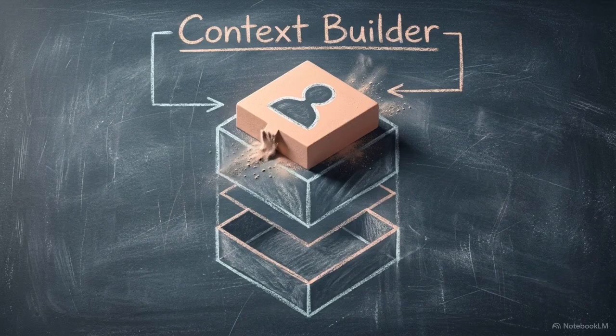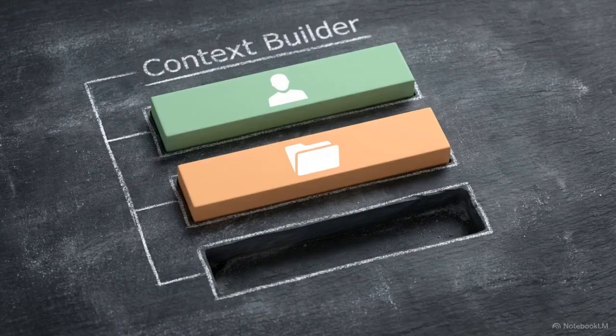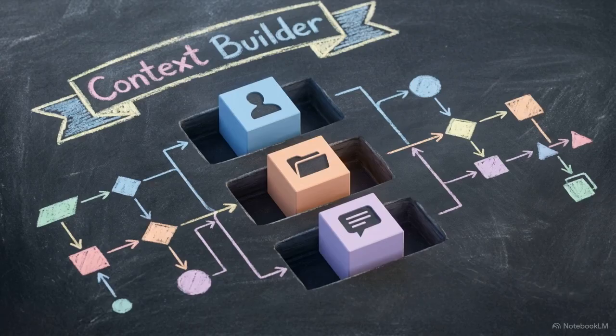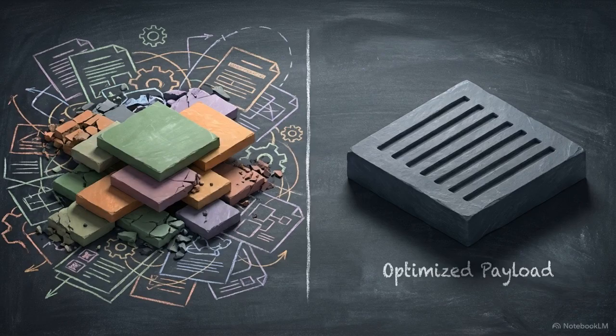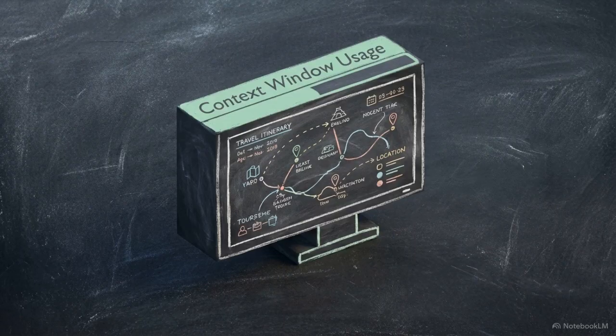It pulls high-level system instructions that define the agent's persona. It fetches evidential, factual data to ground the reasoning. Finally, it retrieves the immediate conversation history so the model understands the current task. The goal is precision. By selecting, summarizing, and injecting only the most relevant pieces of information, the model gets everything it needs to perform complex tasks without hitting its computational limits.